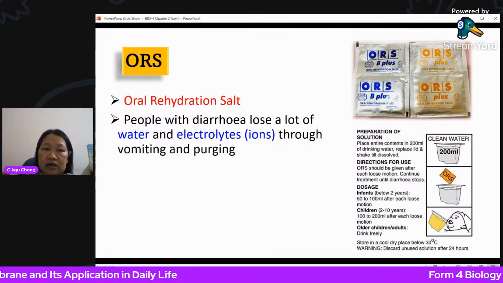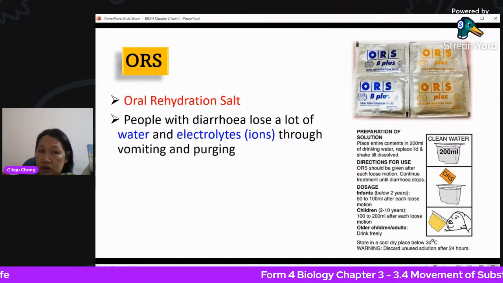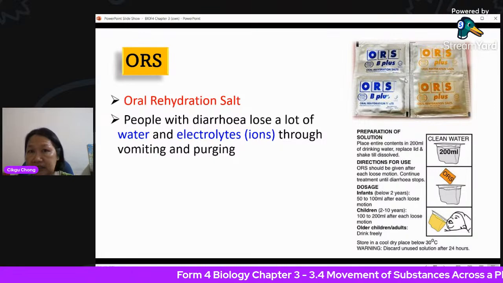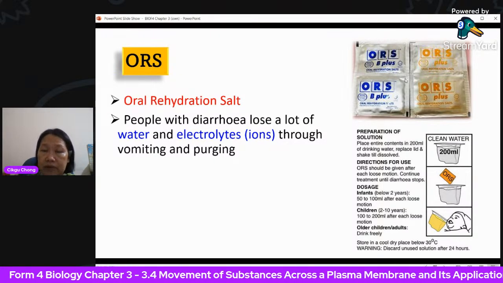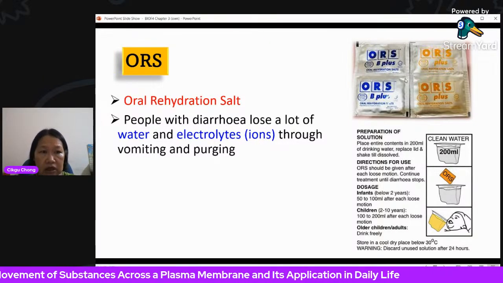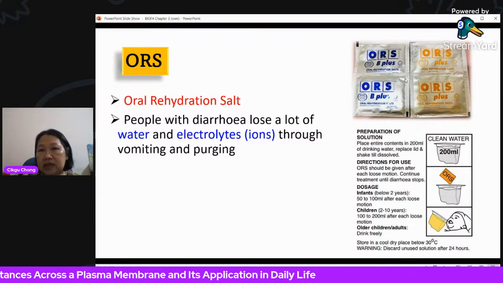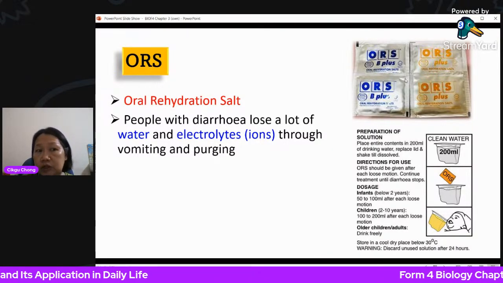Diarrhea means very loose stools, losing a lot of water. They not only lose water, they also lose electrolytes, that means the ions, especially potassium and sodium. They are needed for our processes in the body to occur. So through vomiting, you vomit through your mouth. The contents of the stomach come out through the mouth.